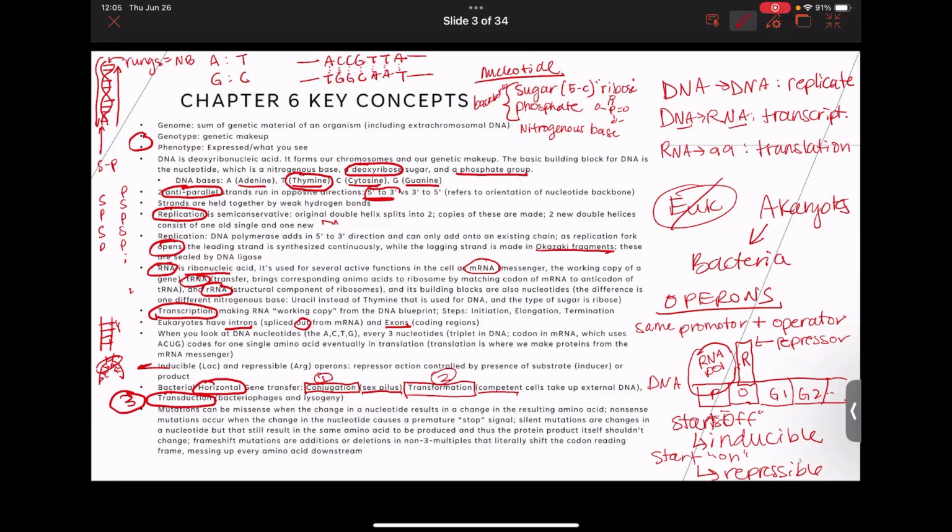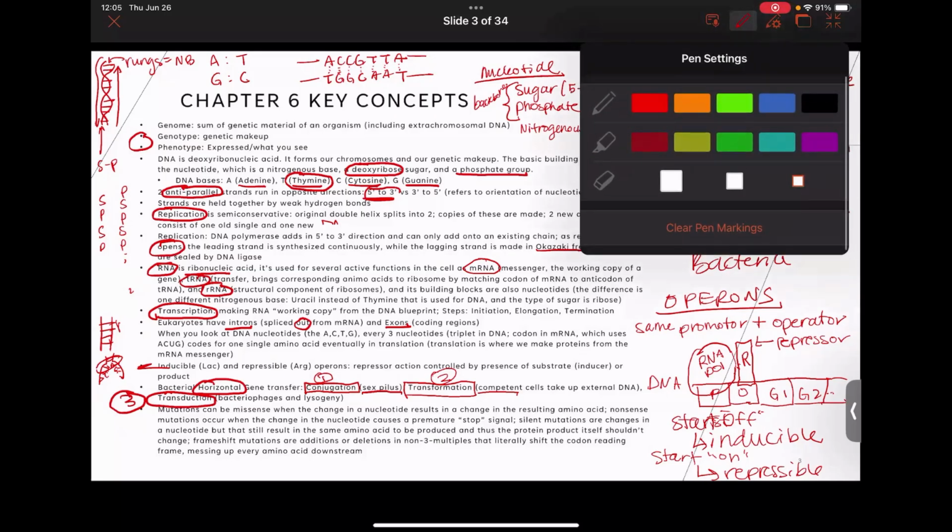All right. Then we have the different kinds of DNA mutations that the chapter talked about. There's major ones that I just want to cover briefly.